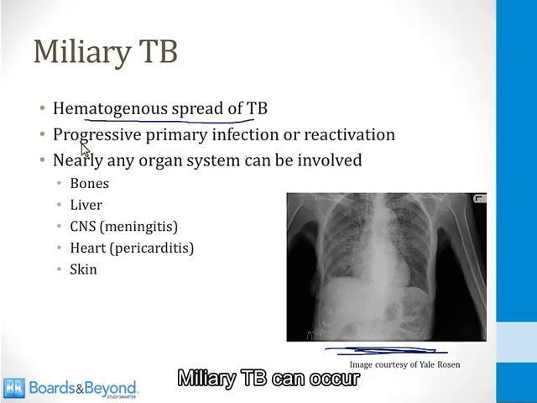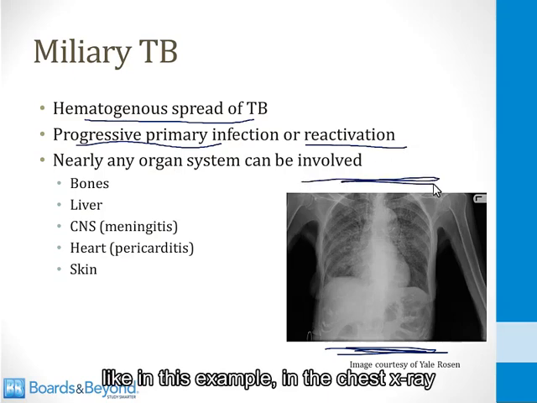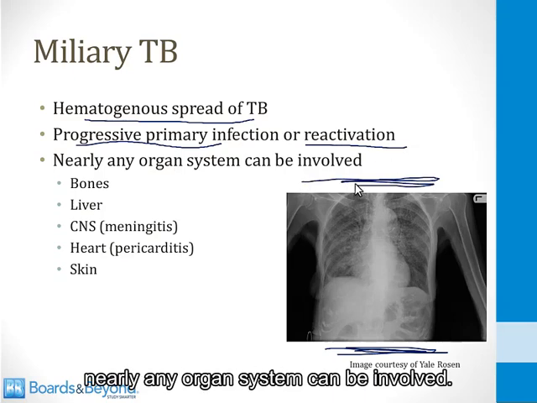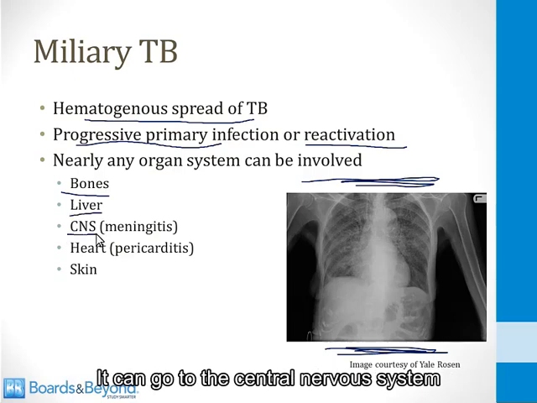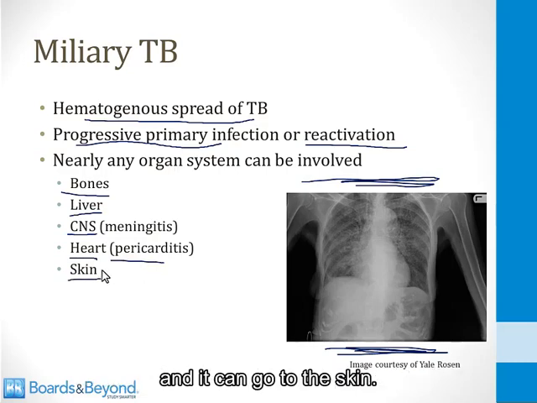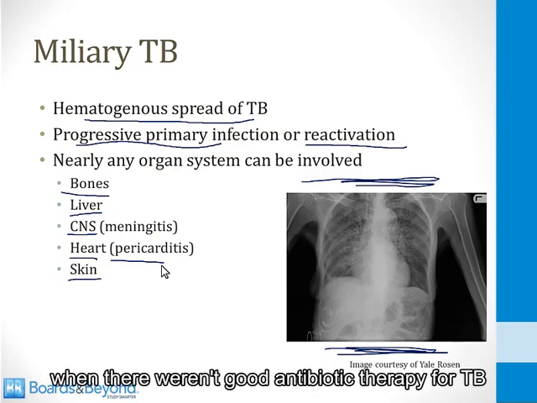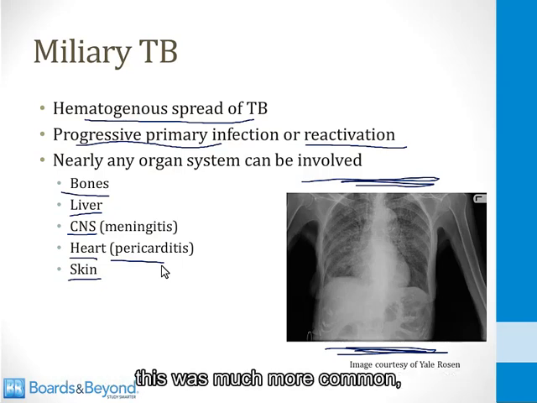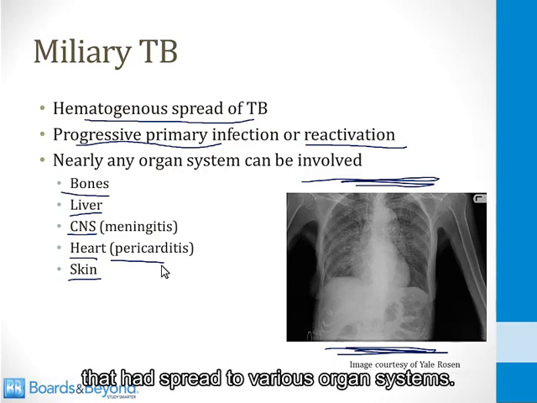Miliary TB can occur from progressive primary infection, or it can occur from reactivation. And not only are both lung fields involved, like in this example in the chest X-ray, nearly any organ system can be involved. The TB infection can spread to bones and liver. It can go to the central nervous system and cause meningitis. It can go to the heart and cause pericarditis, and it can go to the skin. Miliary TB is very rare in the modern era, but decades ago when there weren't good antibiotic therapies for TB, this was much more common, and doctors spent a lot of time diagnosing miliary TB that had spread to various organ systems.